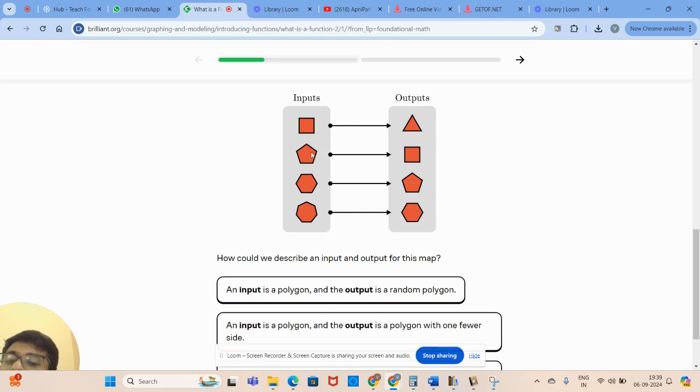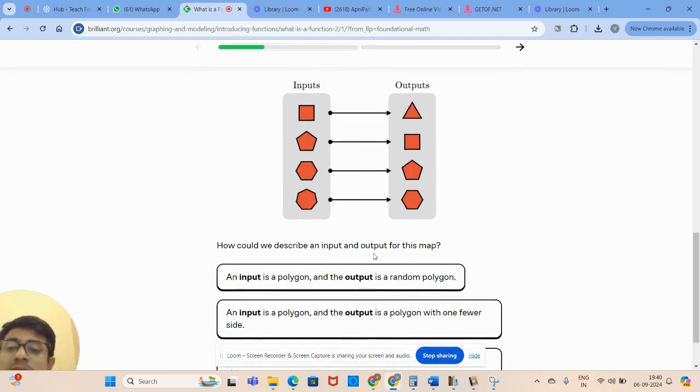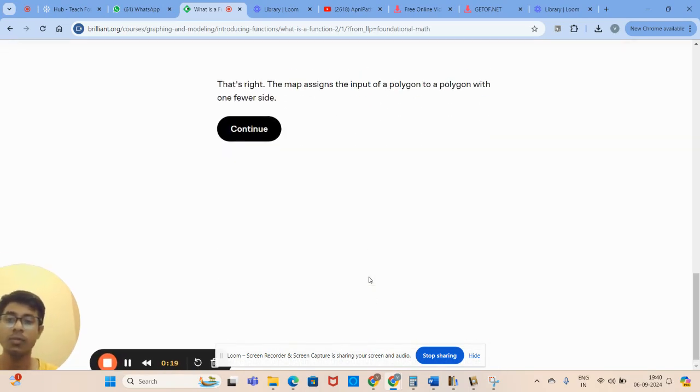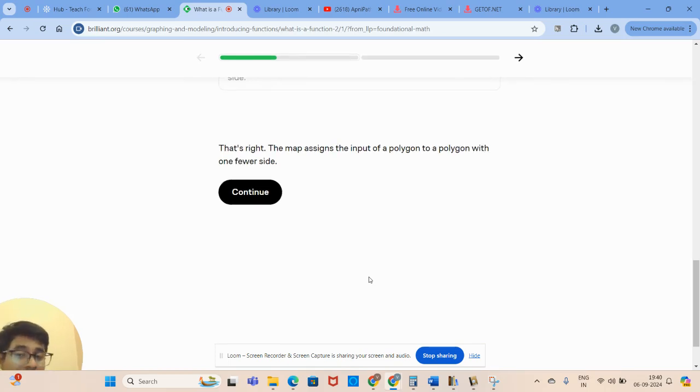Now, if you see the next input, which is a pentagon, we are getting a square as an output. For a hexagon, a pentagon. For a heptagon, we are getting a hexagon. So you see here that for each input that we have, which is a shape of a polygon, the output is a polygon which is one side fewer. So let's go with option B. And that is right, right? The map assigns the input of a polygon to a polygon with one fewer side.